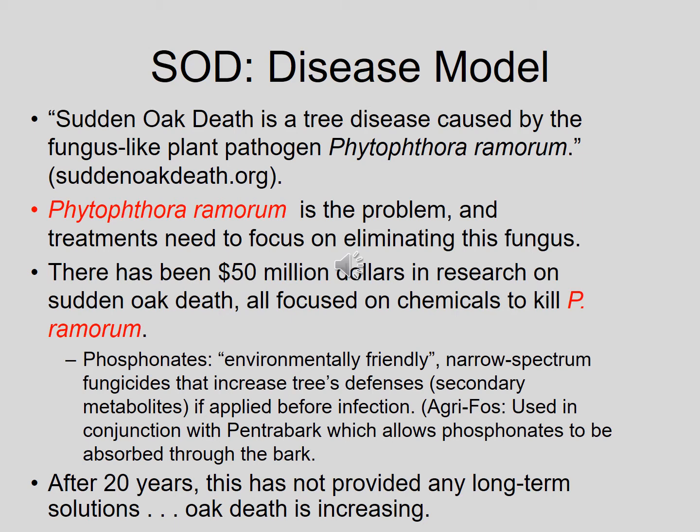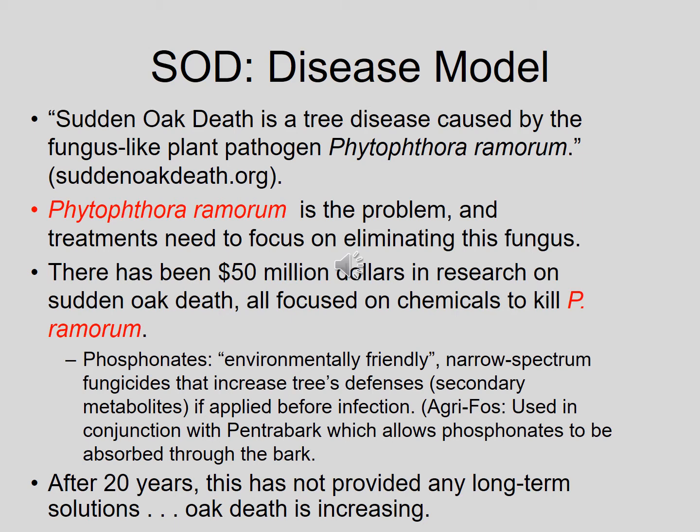So the disease model, let's look at it through that lens. Sudden oak death is a tree disease caused by the fungus-like pathogen Phytophthora ramorum. And you can look that up on suddenoakdeath.org. So it looks at Phytophthora ramorum, the fungus, as the problem, and treatments need to focus on eliminating the fungus. There's been over $50 million in research on sudden oak death, all focused on chemicals to kill that fungus.